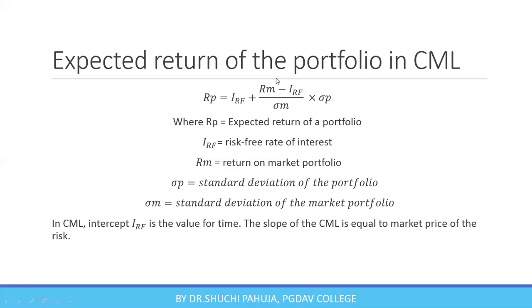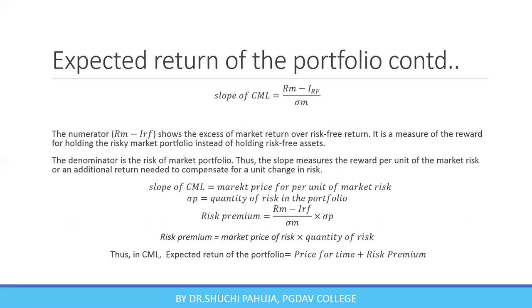This RM minus IRF divided by sigma M is the market price of risk. This is the slope of CML, right? Slope of CML, RM minus IRF divided by sigma M. The numerator of this equation, RM minus IRF, shows the excess of market portfolio return over the risk-free rate.